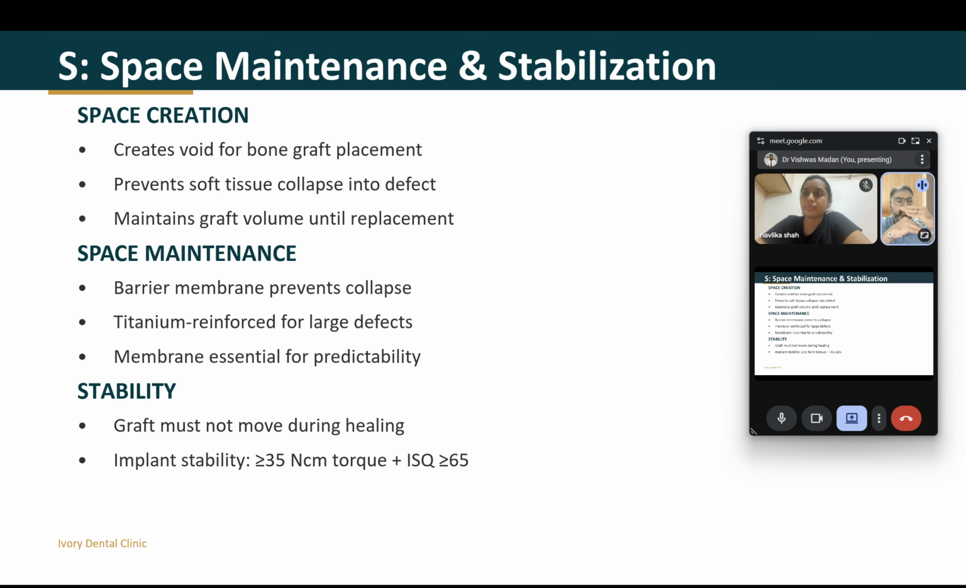One is that it becomes like a dome on top of the bone. That dome itself will act as a space, so there the space maintenance occurs, and it also creates a barrier. These are the two functions.